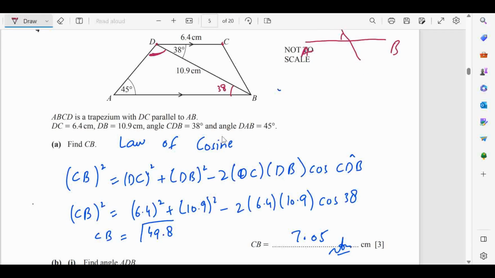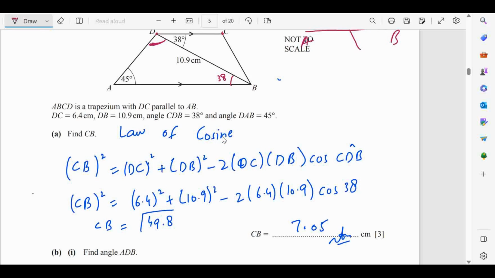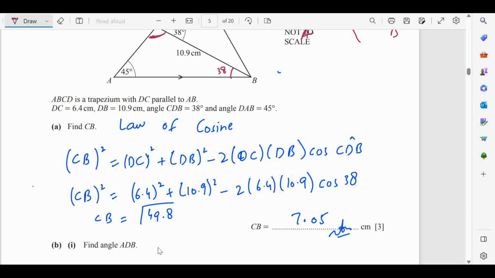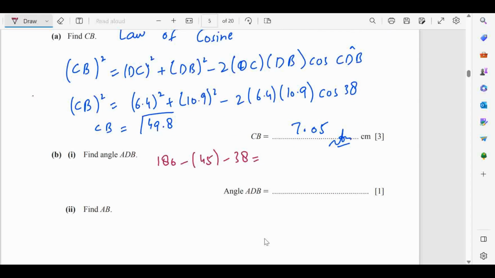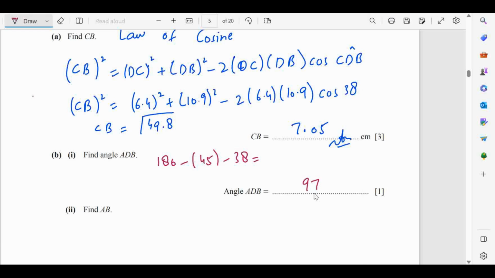Now we can use the condition that sum of all the angles of a triangle is equals to 180 degrees. So we can write it as 180 minus 45 minus 38. So this will be the angle ADB. We can directly use calculator. 180 minus 45 minus 38. So this will be equals to 97.